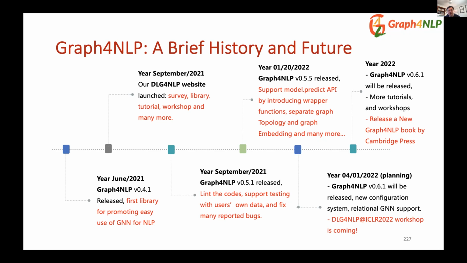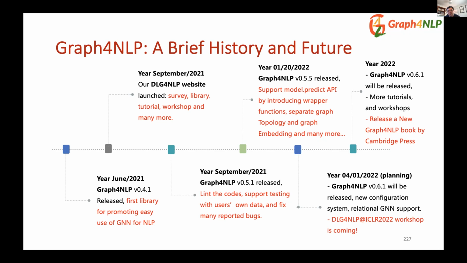Later we also released v0.5.5 early this year to support, for example, making model prediction much easier. We also separated the graph topology and graph embedding parts, so that it is much easier to use the library. Moving forward, we are also going to release Graph4NLP 0.6. There we will have a brand new configuration system so that the library is much easier to use, and we will also support relational GNNs later.